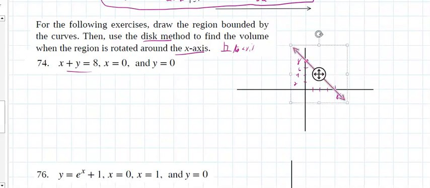But we are chopping it off at x equals 0, y equals 0. So we're talking about quadrant 1 only. We're talking about this region. And we know that this is x plus y equal 8. We're going to rotate this about the x-axis. What's going to happen?